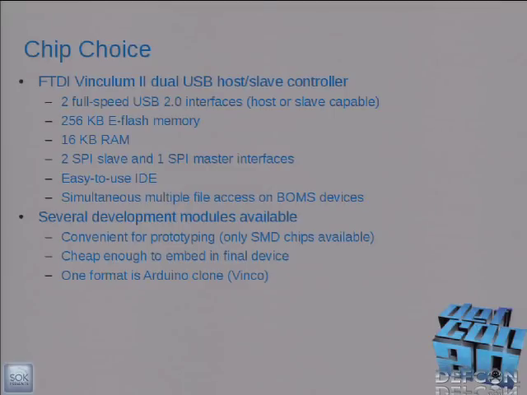So how does this work? These Vinculum 2 chips allow for 2 full-speed USB 2.0 interfaces, which can be host or slave interfaces. The chip also has a whopping 256K of flash memory, which if you don't do microcontrollers doesn't sound like a lot, and if you do, it does. 16K RAM and normal microcontroller kind of stuff.